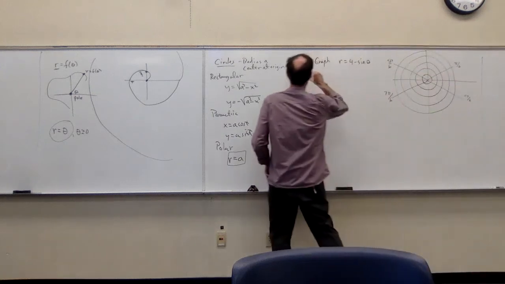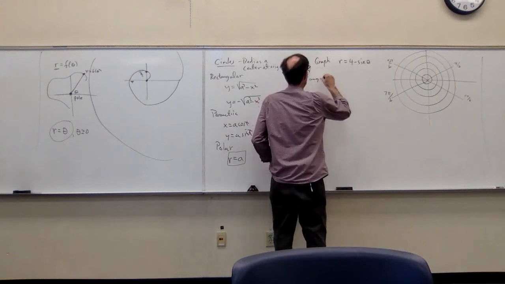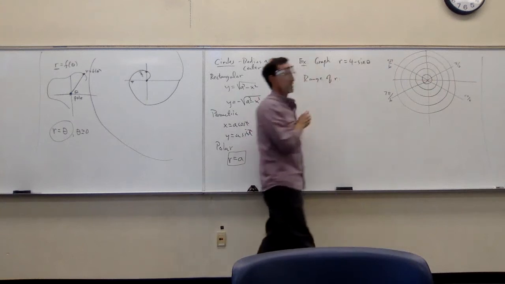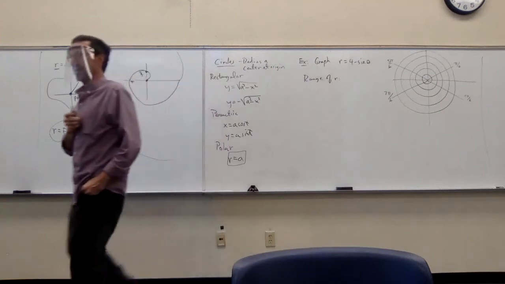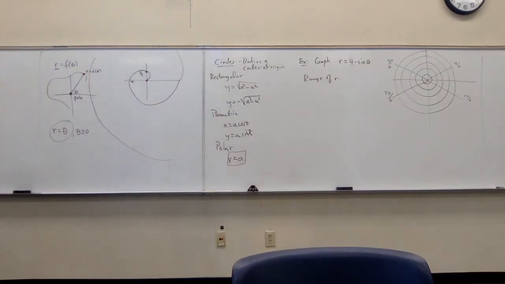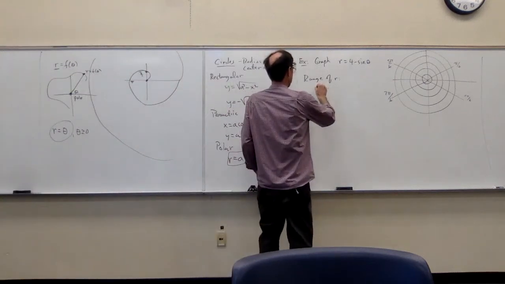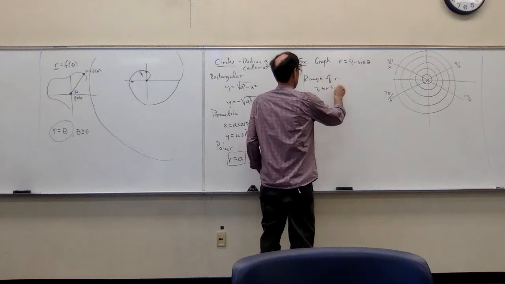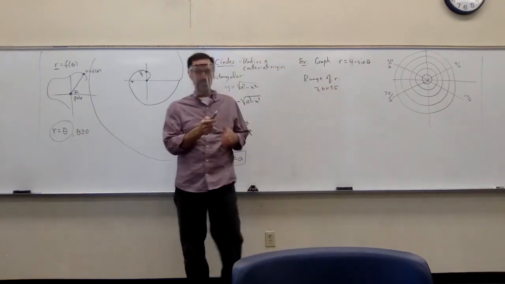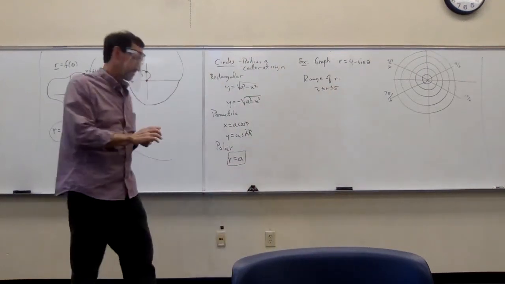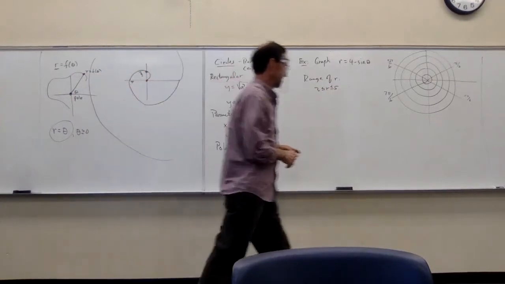All right, the range of r. Tell me the values that r could take on, like the smallest and the largest. What's the smallest thing that r can be? 3. And the biggest? 5. Do you agree? For all thetas, r is between 3 and 5.